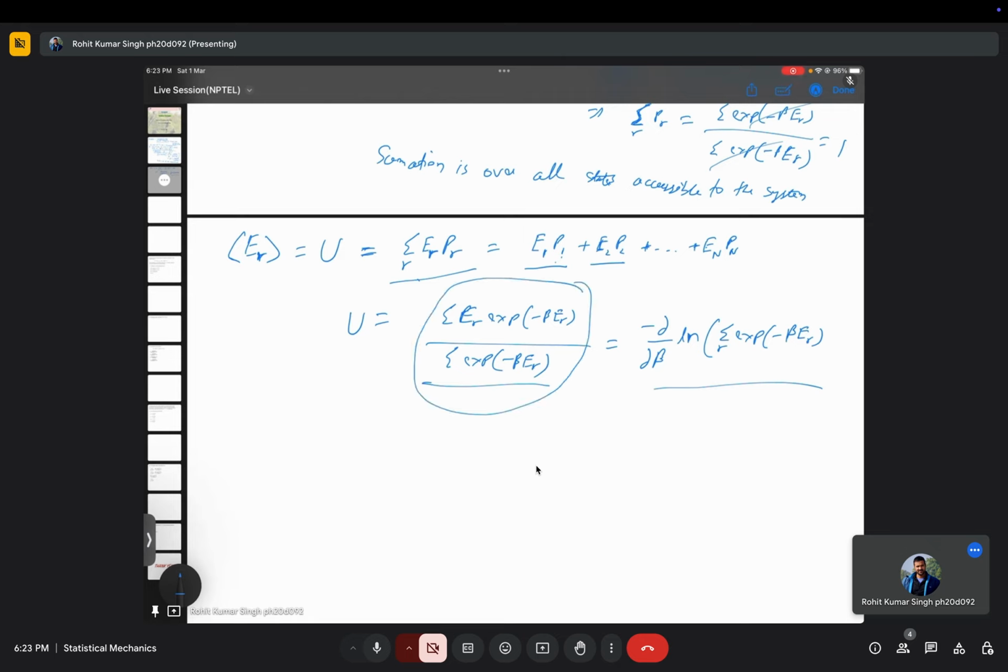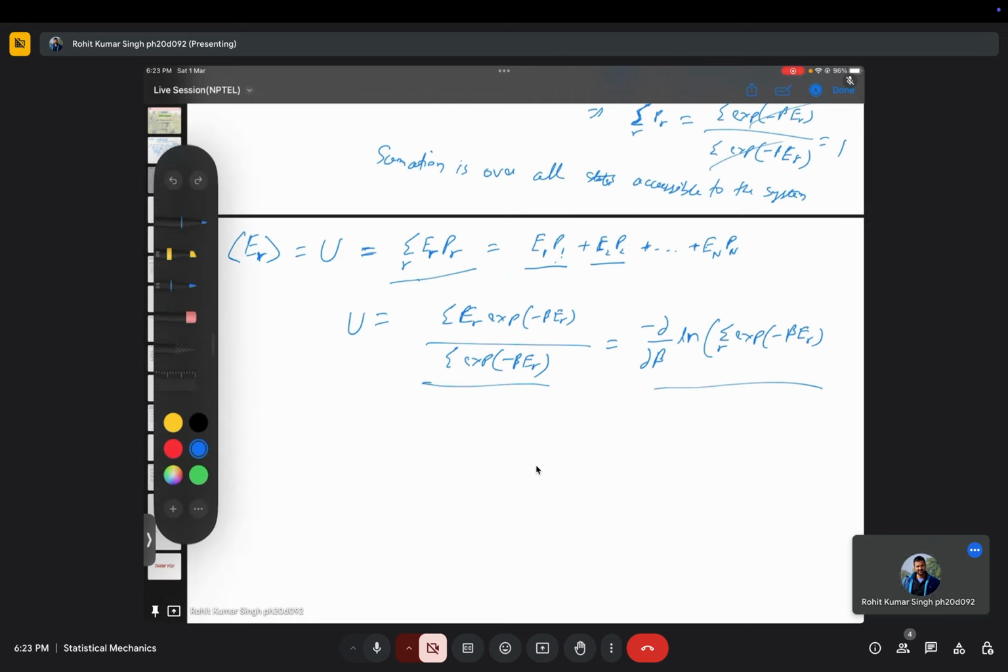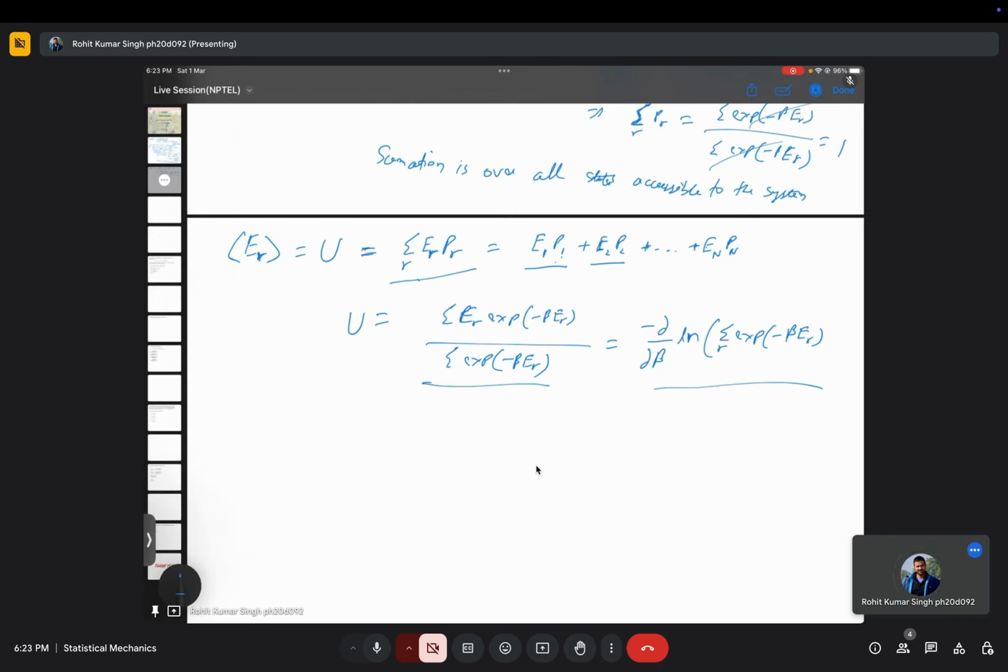Okay, so just make sure that you are able to understand it, otherwise I will show you. So till now we don't know what beta is. Okay, it's just some constant. We will see what beta is. So let's call it equation 1.